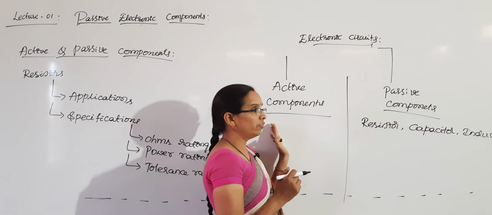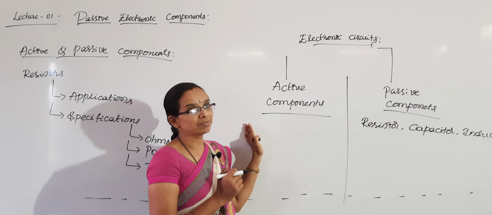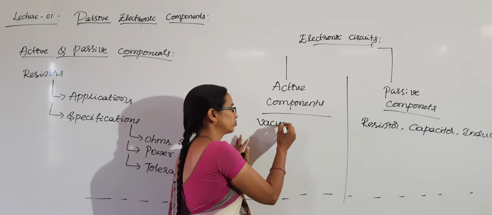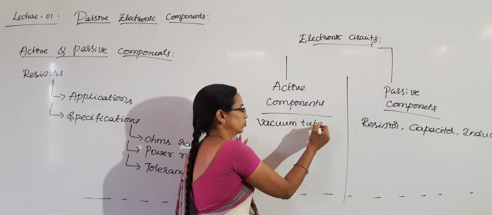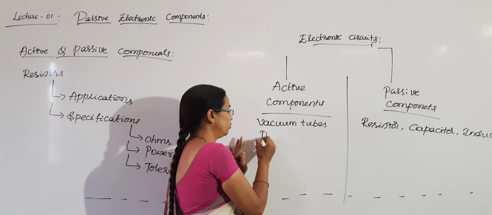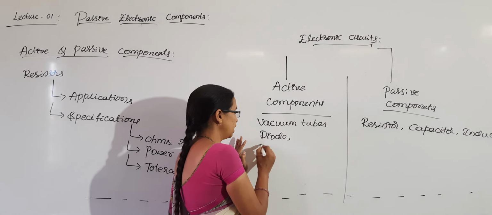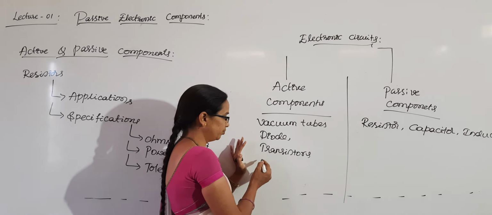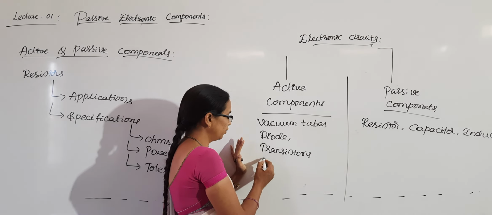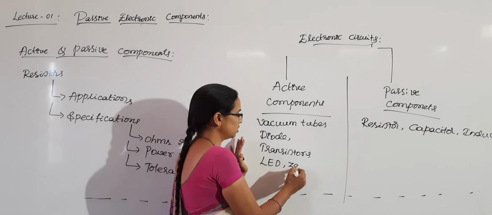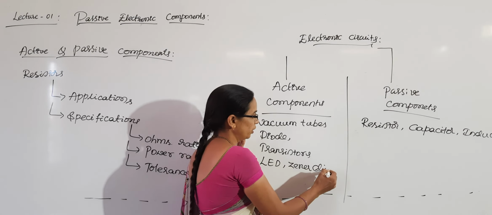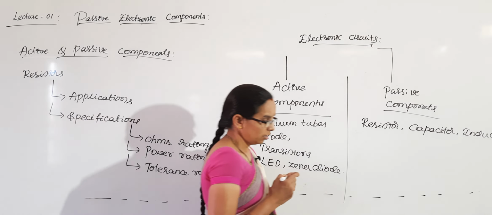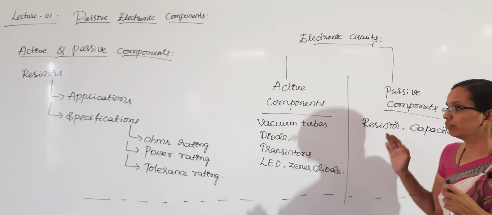What do you mean by active components? What are the examples of active components? That you also know: vacuum tubes, semiconductor diode, transistors, and LED, and you might have heard of the Zener diode. Whatever semiconductor devices you take, those are called active components. So what is the difference between passive and active components?